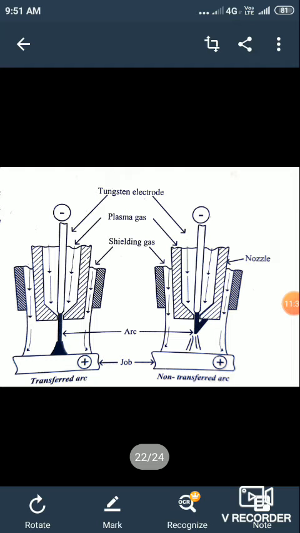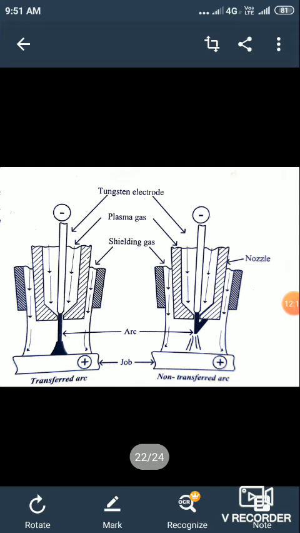In non-transferred arc process, the arc is formed between a positive water-cooled constricting nozzle and a negative electrode. It possesses comparatively less energy. It is initiated by a high frequency unit. It is used for welding application and metal plating.